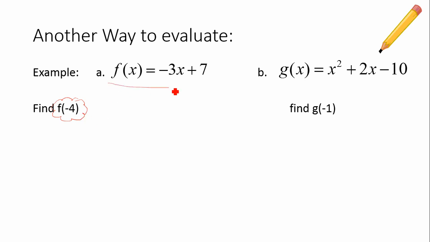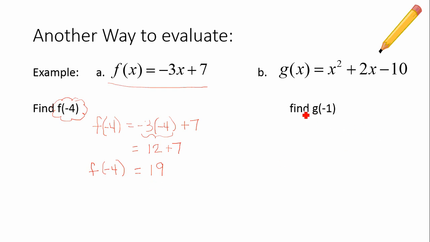So I'll go ahead and do that. Here's the f equation, or the f function here. We'll go ahead and plug -4 in everywhere we see an x. And now using my order of operations, -3 times -4 is 12, plus 7 makes 19. So the f of -4, or the value of function f at -4, is 19.